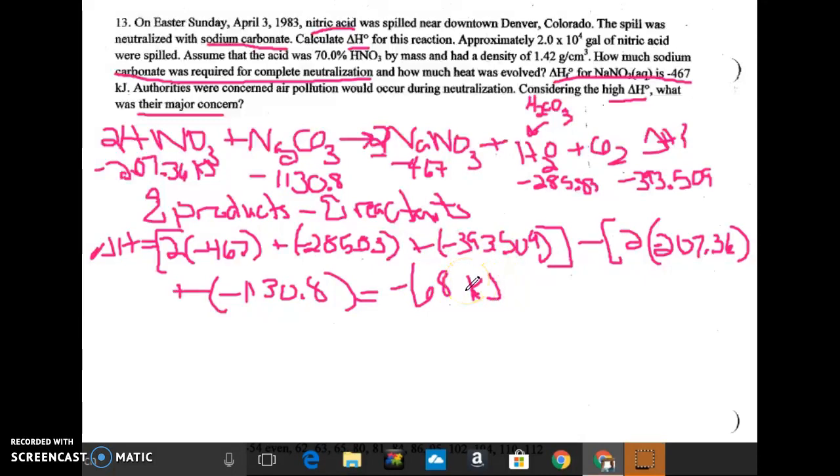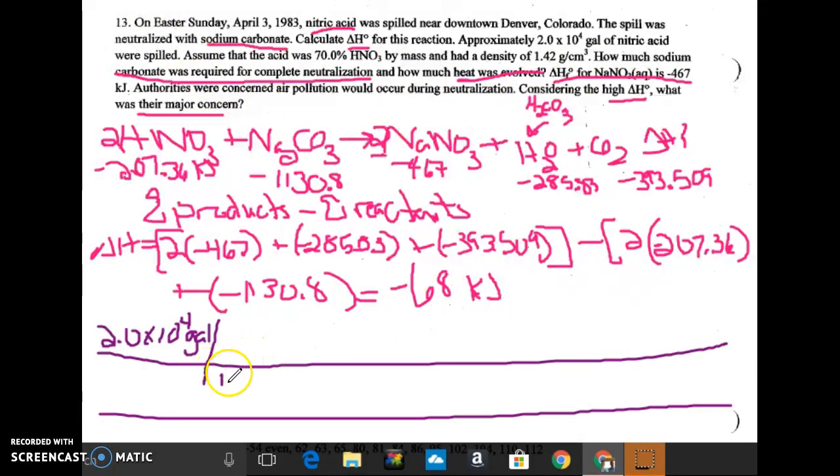Remember, that's 68,000, so it may not be the highest one we've seen, but again, it's exothermic, so that's important. When it says how much heat was evolved, you should get something that is negative. And at this point, it's a stoichiometry problem. So this has gallons, so you'd have to convert gallons to quarts, and then quarts to liters.